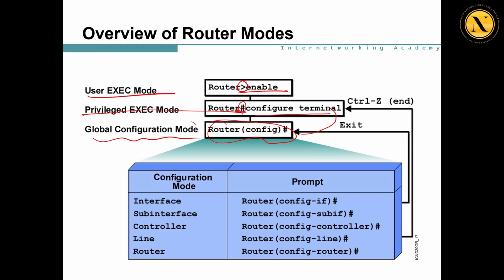From here, if you say Control Z or end or exit, you will come back to the privilege mode. From here, you can go to interface mode. If you type interface gigabit 0/0/0, whatever, you'll come here, right? You can also go dot 1 or dot 2, whatever. We'll look at that later on.